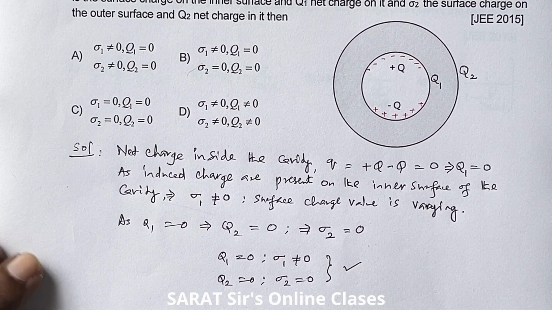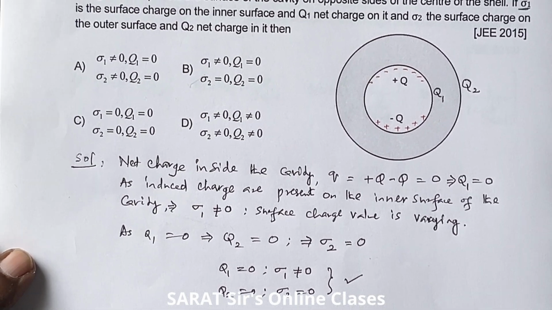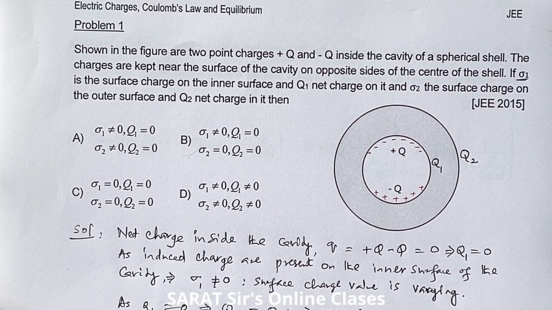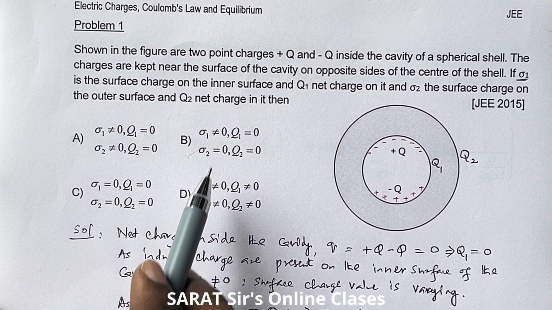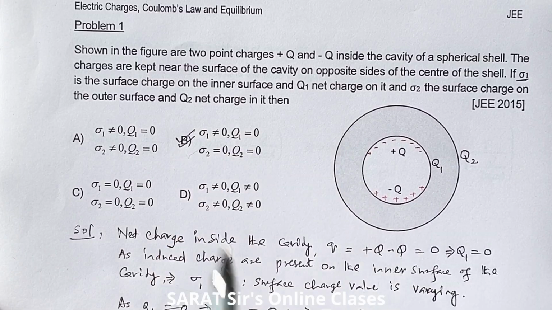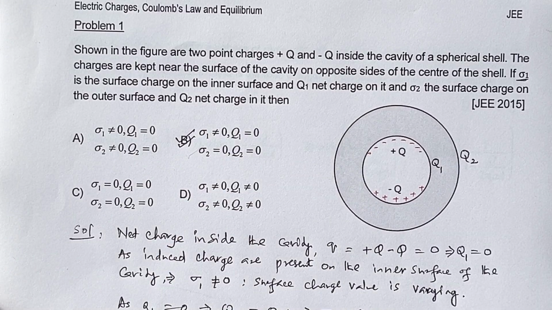Let us see which option is correct according to this. So sigma 1 is not equal to 0. Yes, option B is the correct option.